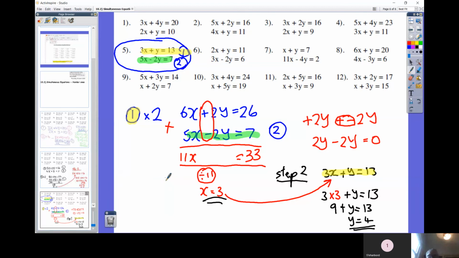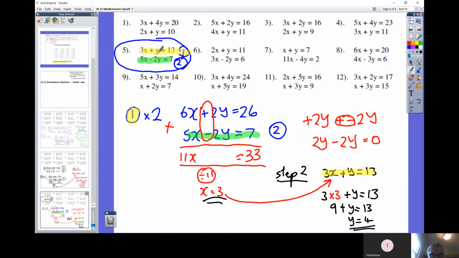Excellent. Okay, so we're doing question 5. When we look at question 5, Emma, we've got to make a decision on something to either line up the x's or line up the y's. Now, doing some timesing to line up the x's would be very difficult because you're going into fractions.